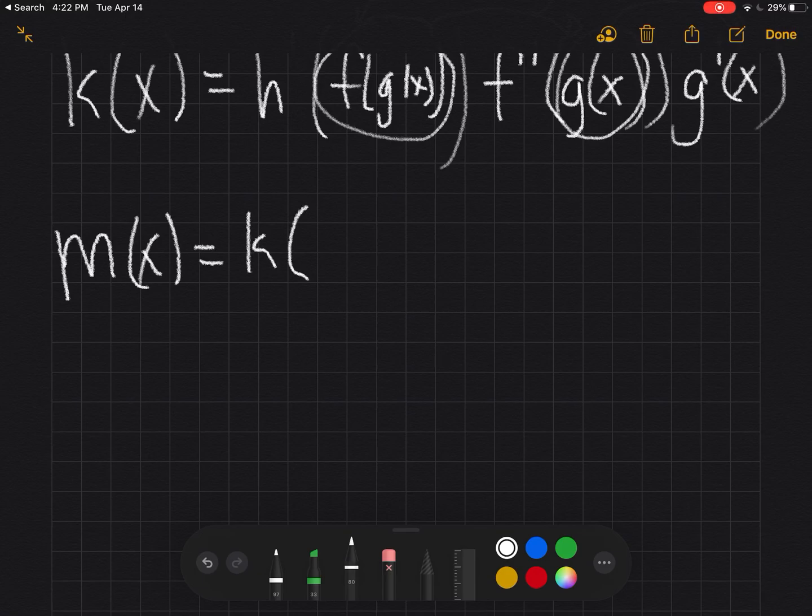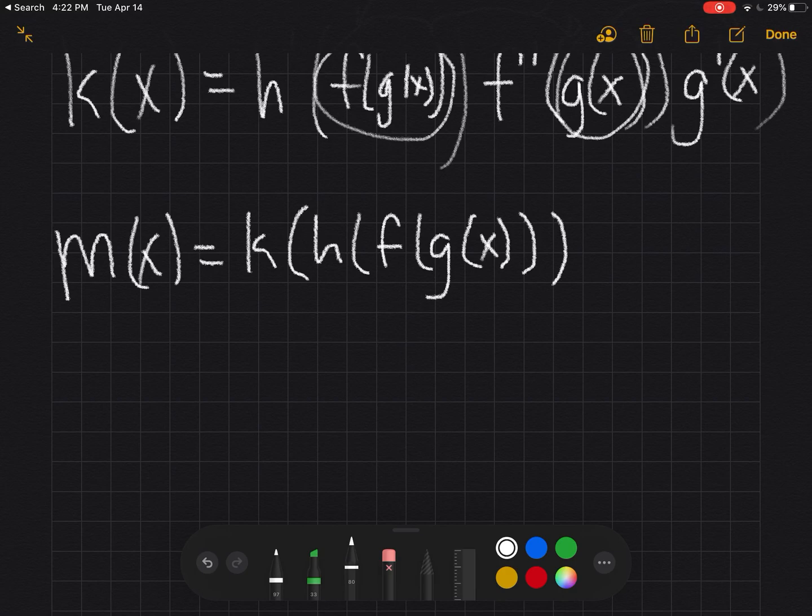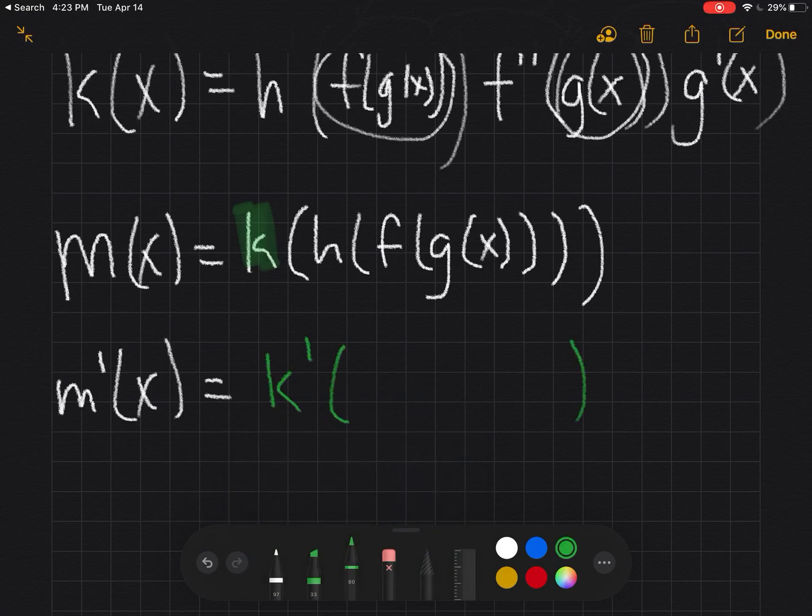So let's say I had like a huge, horrible mess. Let's say I had, I don't even know if I can fit this all here. But let's say I had an m of x that was equal to a k of h of f of g of x. Oh man, a lot, right? Don't fear.